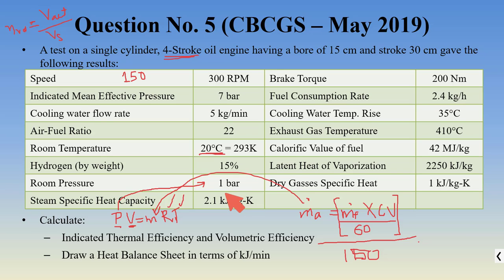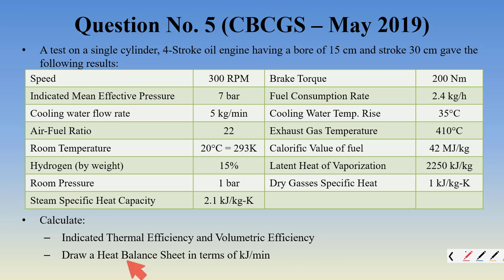See, this is the first sum in which they have given us the room pressure also with room temperature. Why? Only to find this volume flow rate of air. So using all this data, we can find the volume flow rate of air into the cylinder. We will substitute this volume flow rate over here. We know the swept volume, pi by 4 d square L. We will substitute that and we will get volumetric efficiency. So that is how we can find volumetric efficiency.